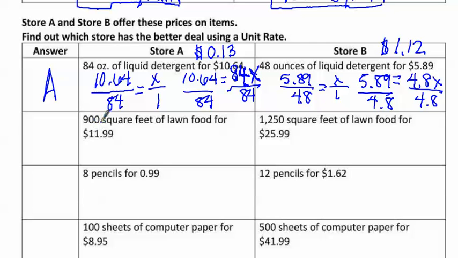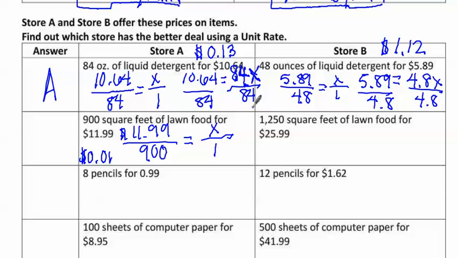In the next problem, 900 square feet of lawn food for $11.99. Once again, the money goes in the numerator, divided by the 900 square feet, and you want to find how much money it is for 1 square foot. Once you cross multiply and solve, you get it is 1 cent for every 1 square foot of lawn.